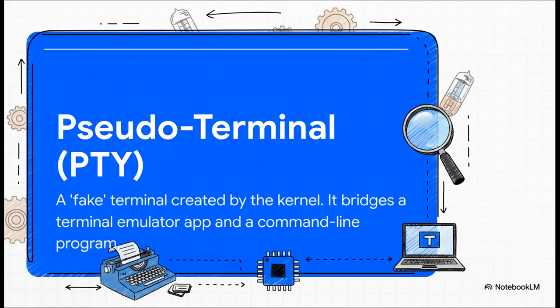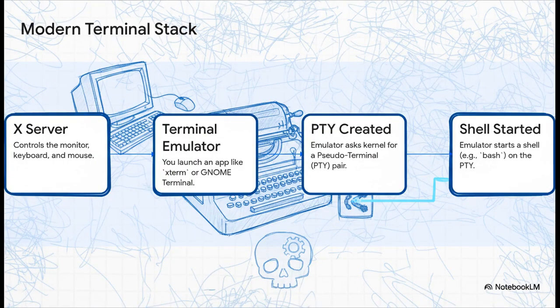It is the ultimate act of backwards compatibility. So here's the complete picture. When you launch a terminal app, that app, the terminal emulator, immediately asks the kernel, hey, can I get a new pseudo-terminal? The kernel creates this linked pair of master and slave endpoints. The terminal emulator app holds on to one end, the master, and it connects your shell, like Bash, to the other end, the slave. And everything you type just flows through this PTY pipe.